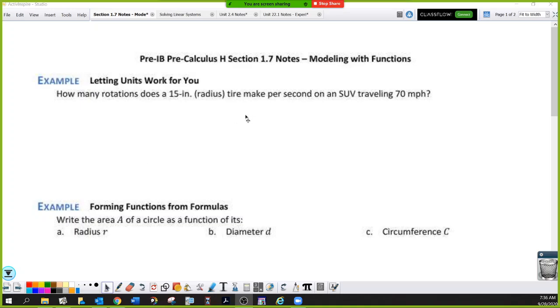Let's go ahead and finish chapter 1. Put it in the books. Modeling of functions, like I said, is all about taking the stuff that we've been doing and just applying it to the real world.